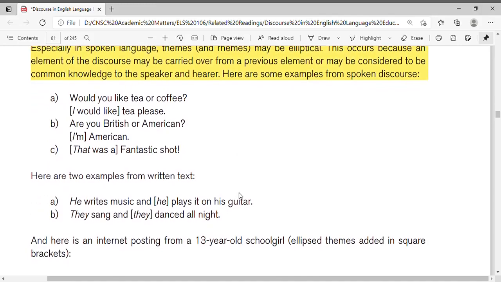Here are two examples from written text. He writes music and he plays it on his guitar. Here, the he in the second clause is already considered as an elliptical theme, and the same with they in the second example.